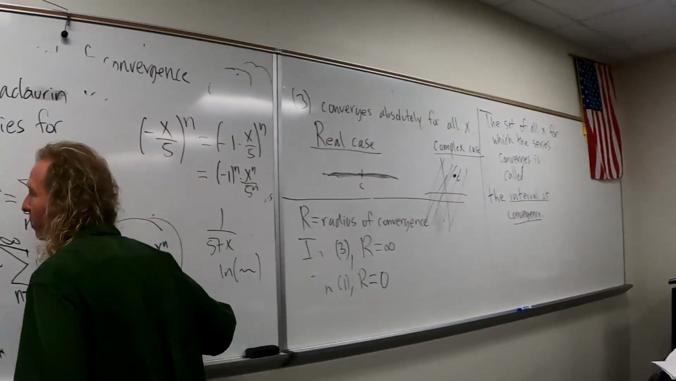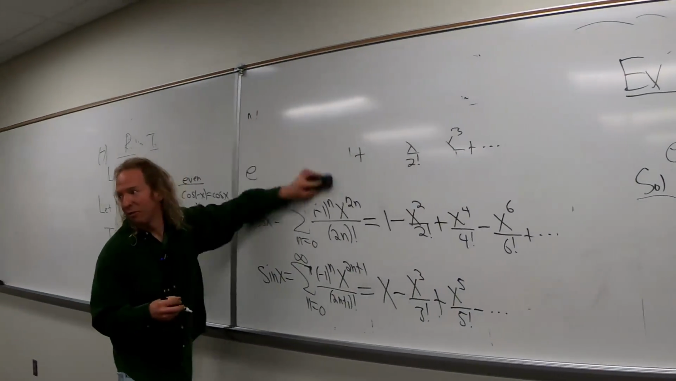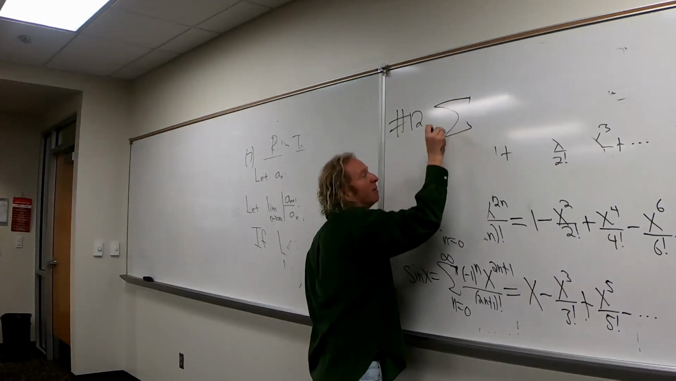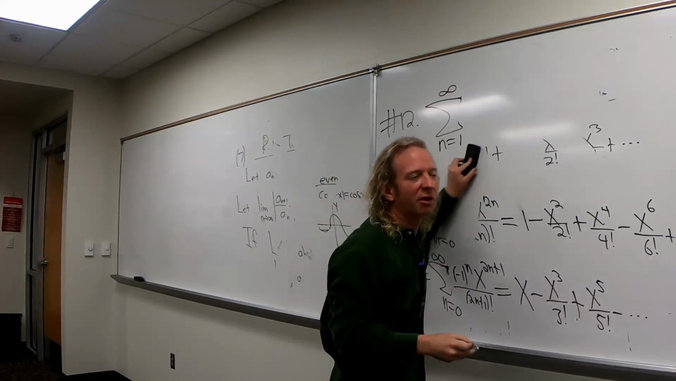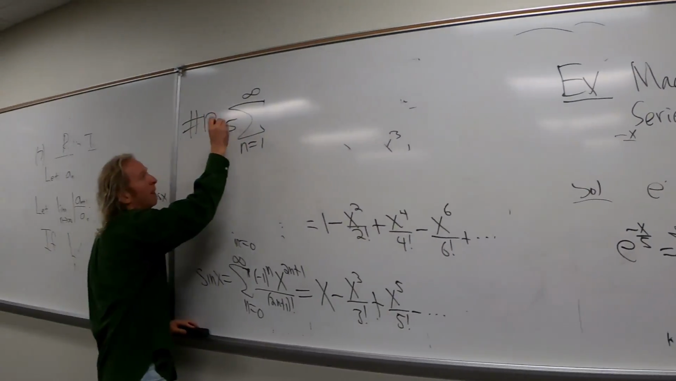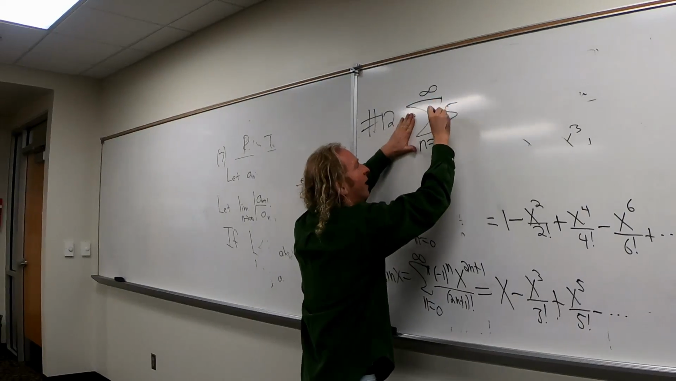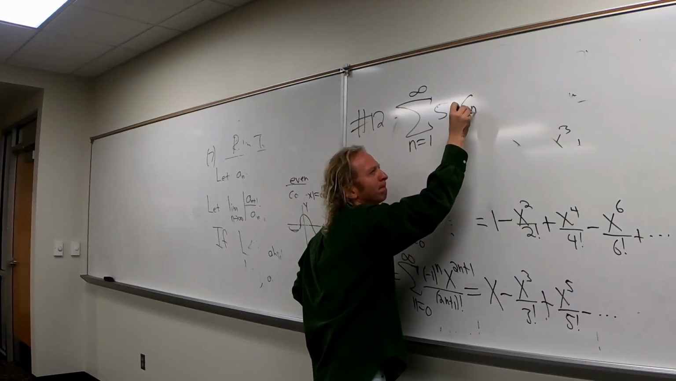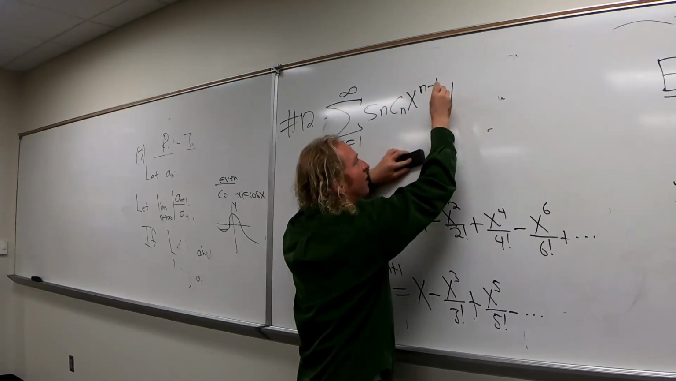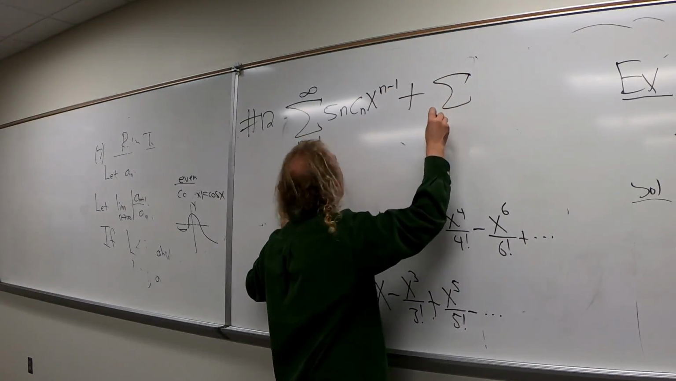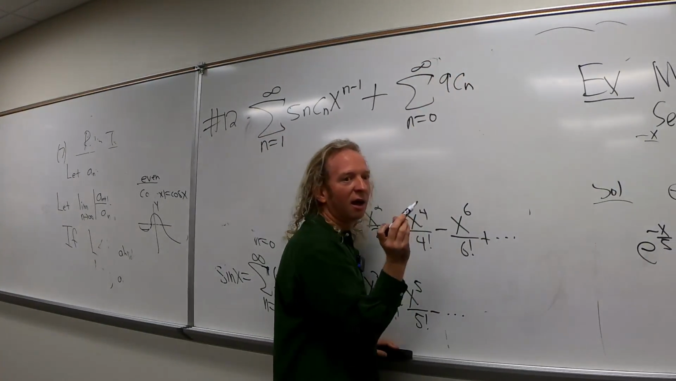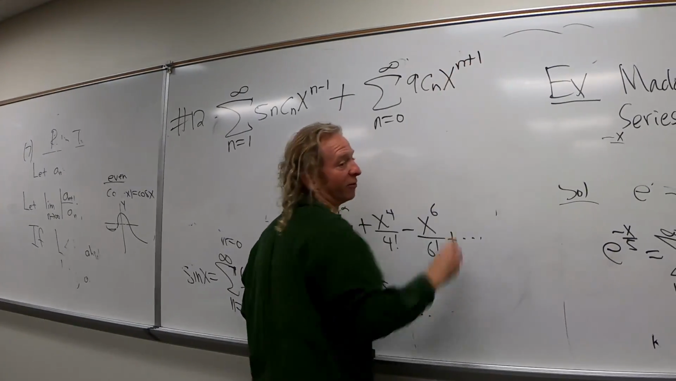So this is going to be part of the DEs. Number 12: we have an infinite sum, n equals 1 to infinity, of 5n c sub n x to the n minus 1, plus an infinite sum, n equals 0 to infinity, of 9 c sub n x to the n plus 1. This is really tough.